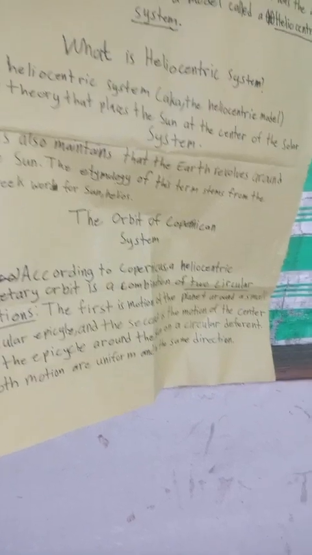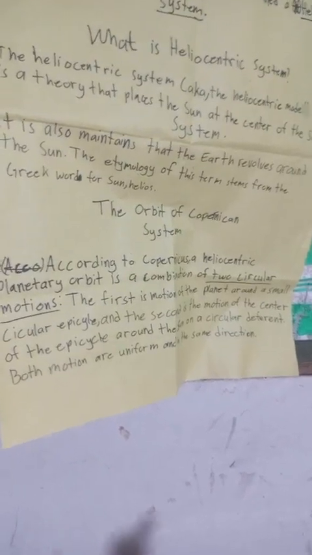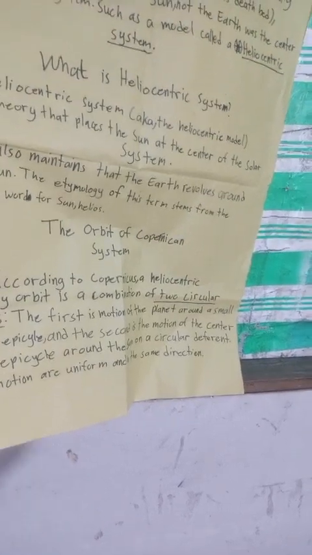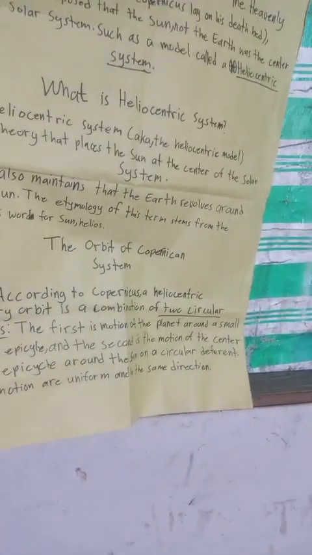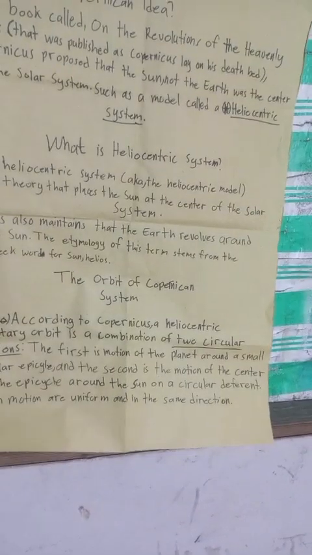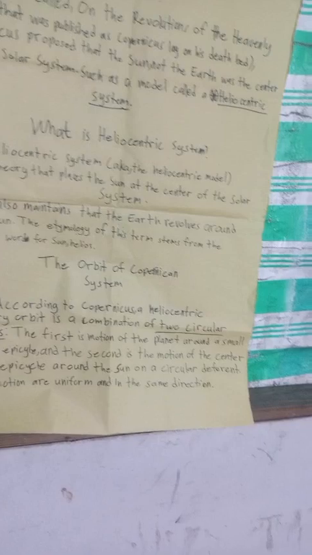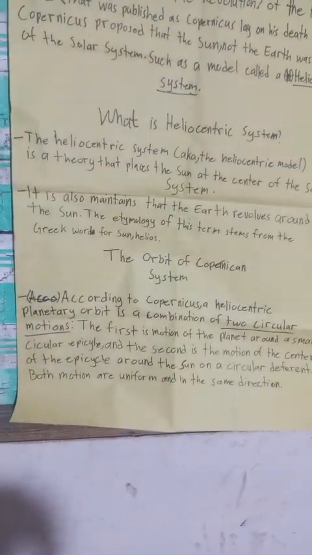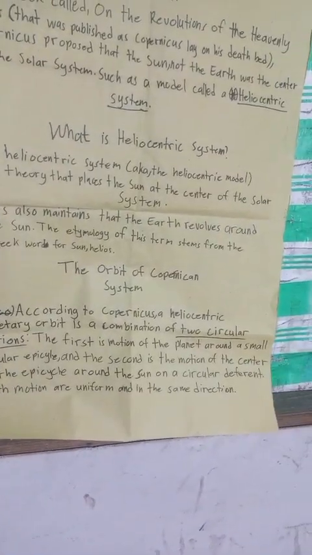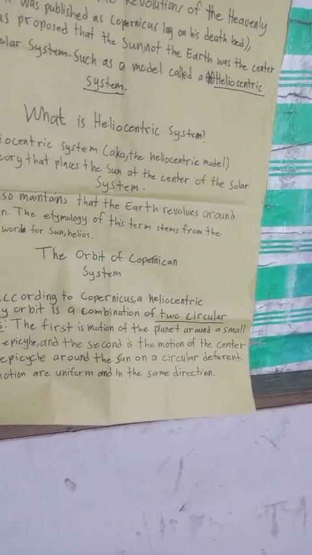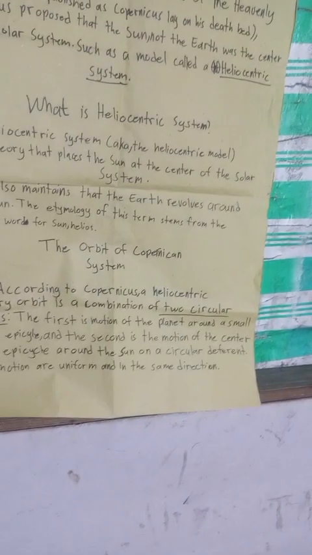So the heliocentric system, aka the heliocentric model, is a theory that states that the center of our solar system is the Sun, and all the planets around it circle the Sun in a circular rotation. And sometimes it happens that the planets, including the Moon, align with each other.